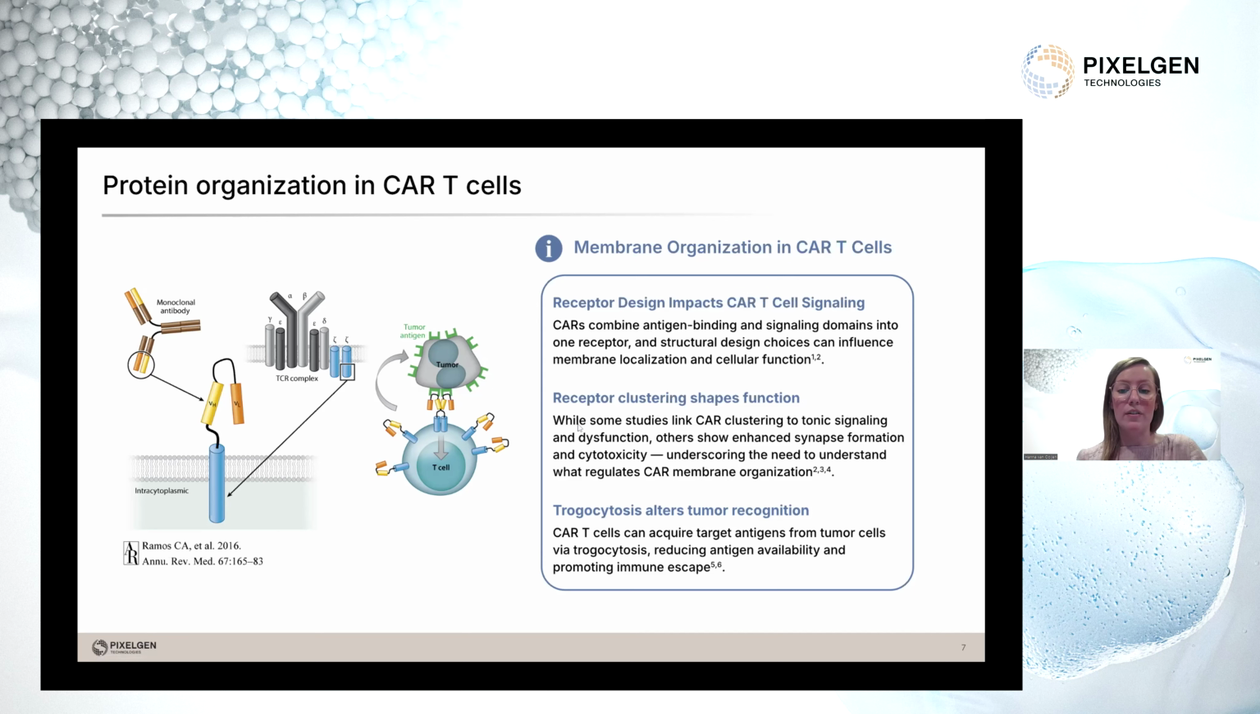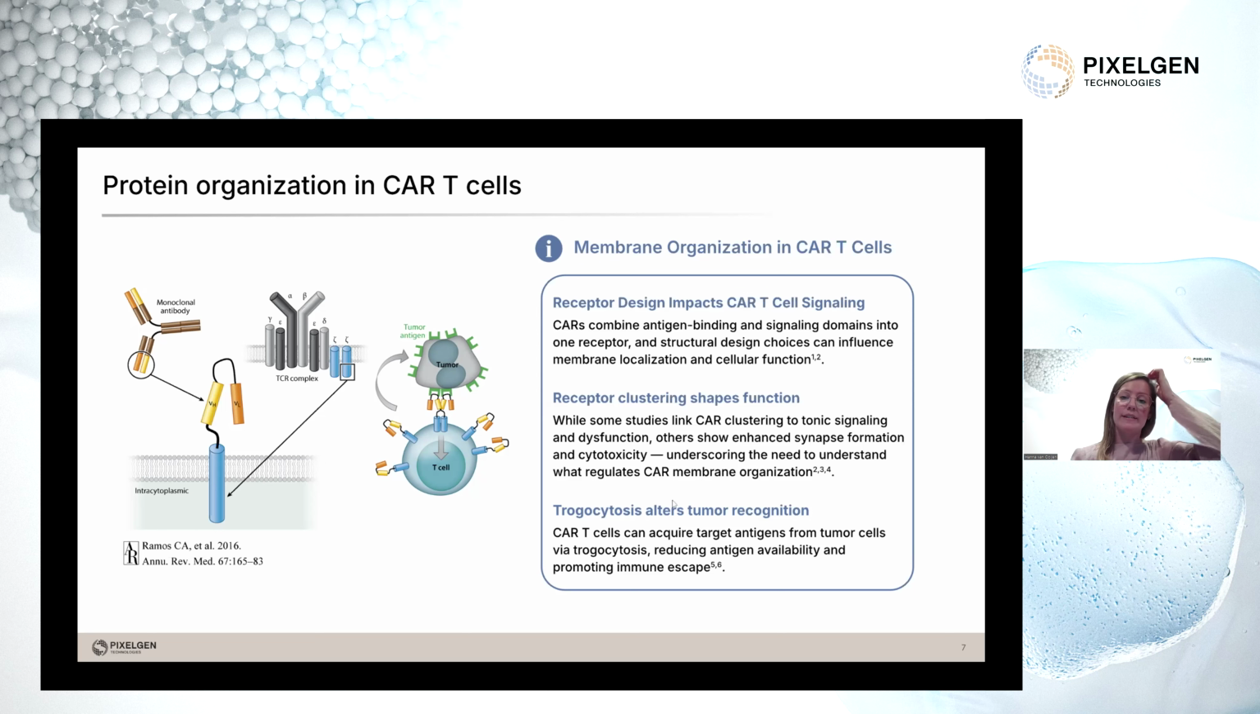So here, of course, it's very interesting to understand what different receptors are self-clustering and how this regulates tonic signaling. There have also been some studies where they have actually induced increased aggregation of the CAR receptor and actually caused better function of the cells. It's really not well understood what is causing the dysfunction and how this relates to the protein aggregation.